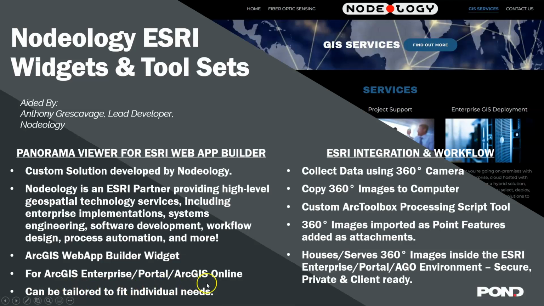So with the ESRI integration and workflow for this widget by Nodology, the workflow would be to collect data using a 360-degree camera. Then you would copy the 360-degree images to the computer and create a custom ArcToolbox processing script tool. The 360-degree images are imported as point features added as attachments. It houses and serves the 360 images inside the ESRI Enterprise Portal AGO environment, which are secure, private, and client ready.